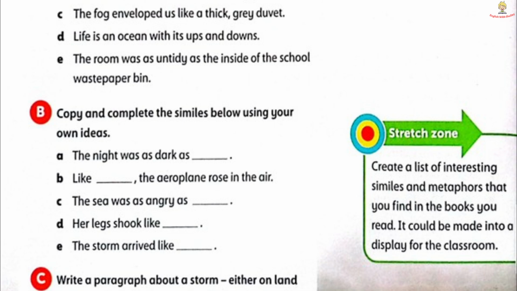Part B, copy and complete the similes below using your own ideas. So you have to write similes here. First one, the night was as dark as coal. Like a bird, the aeroplane rose in the air. The sea was as angry as a roaring lion. Her legs shook like jelly. The storm arrived like a speeding train.